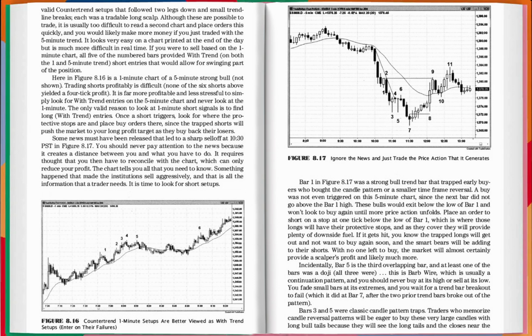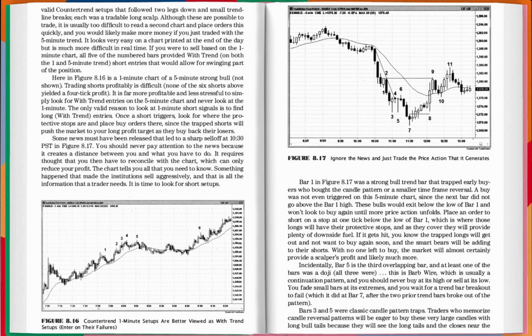Incidentally, bar 5 is the 3rd overlapping bar, and at least one of the bars was a doji. All 3 were. This is barbed wire, which is usually a continuation pattern, and you should never buy at its high or sell at its low. You fade small bars at its extremes, and you wait for a trend bar breakout to fail, which it did at bar 7, after the 2 prior trend bars broke out of the pattern.